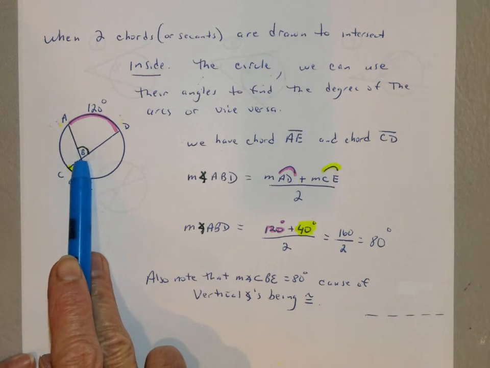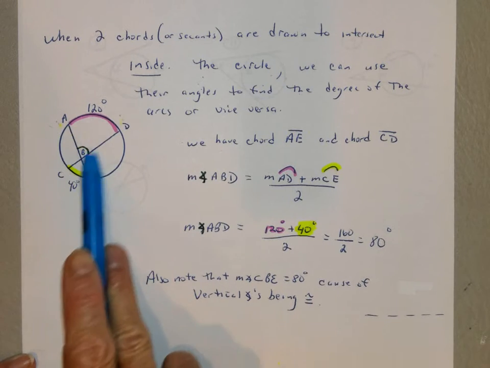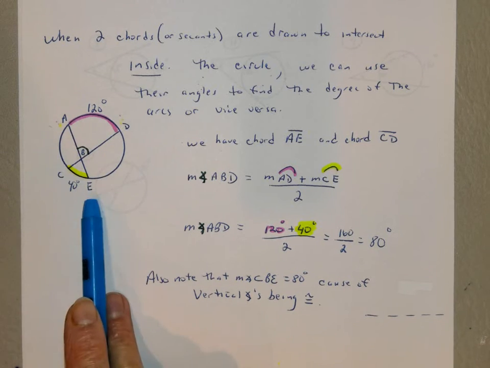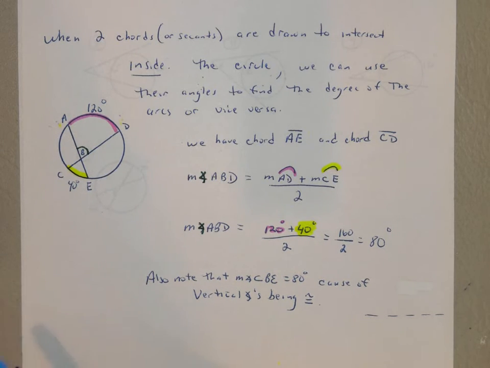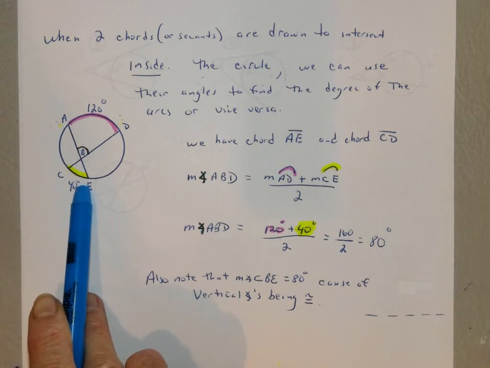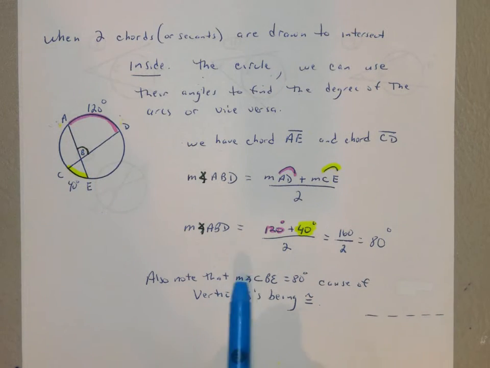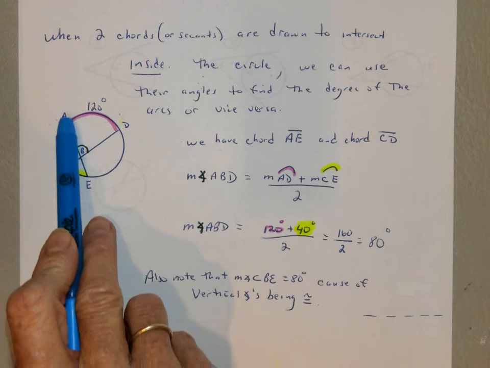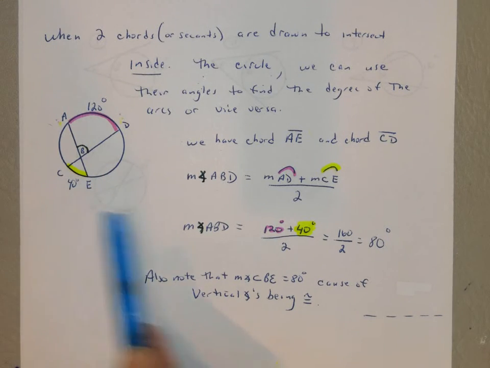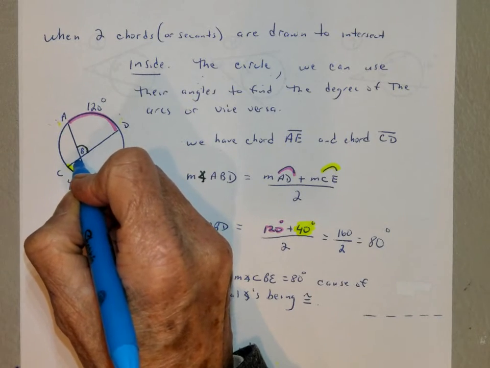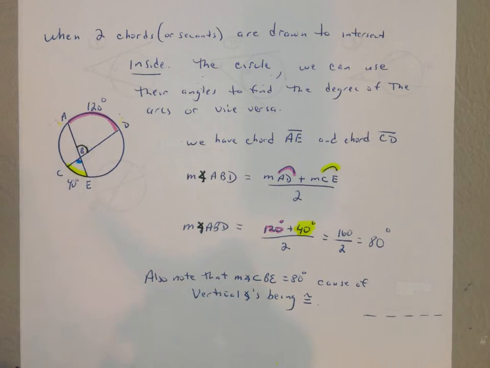The measure of angle ABD, this angle right in here, is equal to the addition of the two arcs that are made by the two chords that intersect, divided by 2. So here you're adding instead of subtracting the arcs, and you're dividing by 2 to get the angle. The measure of angle ABD will be 120 degrees plus 40 degrees divided by 2, to give us an 80-degree angle. Now, angle CBE is also 80 degrees because these are vertical angles. So you have to remember that. Don't forget that as well.